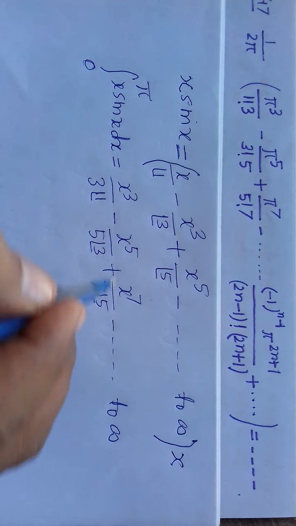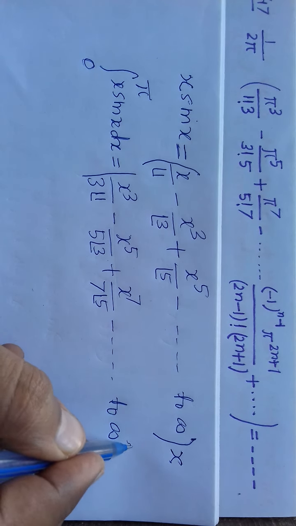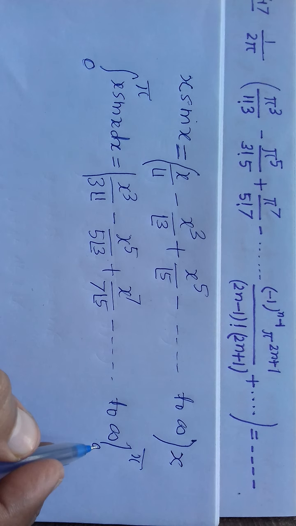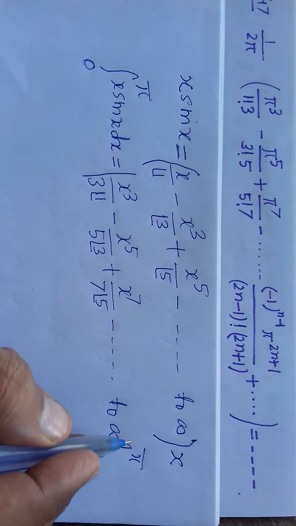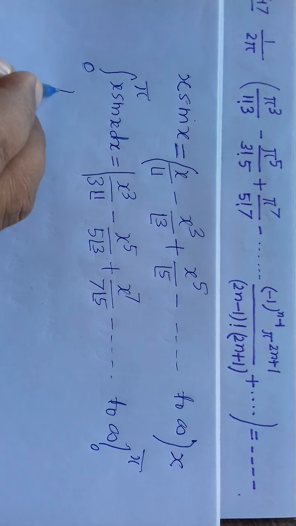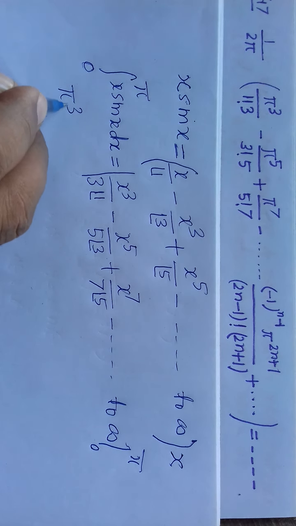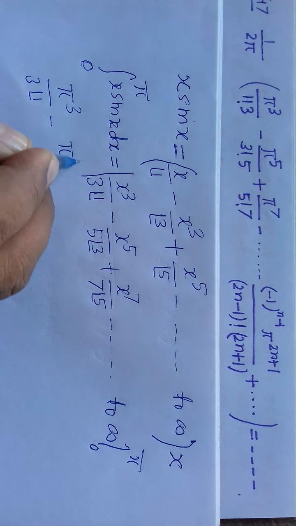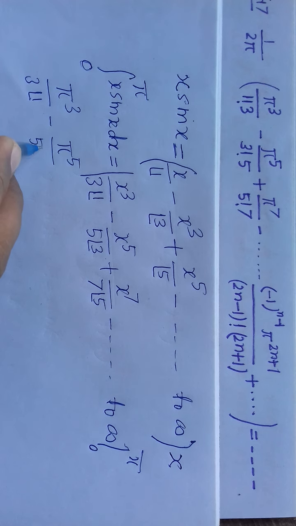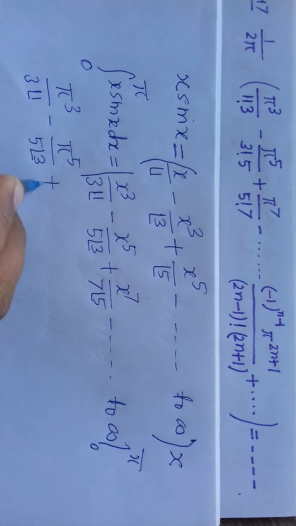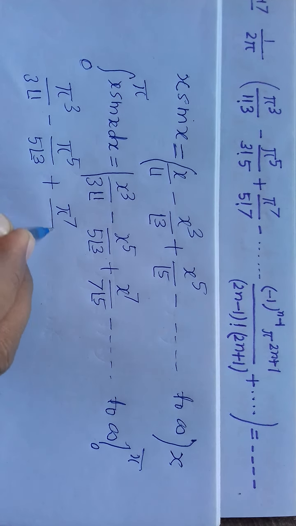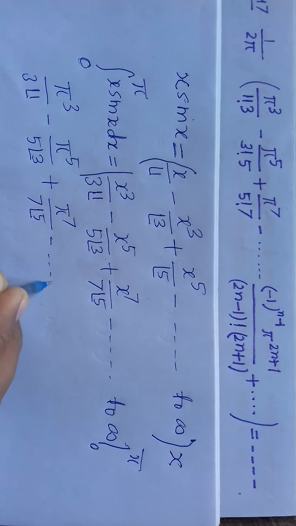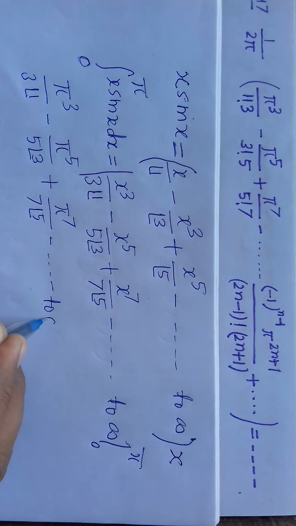Now the same limit we have to put here, 0 to pi. So putting 0 makes 0. So we put pi. Putting pi, we have pi cube by 3 factorial 1 minus pi to the power 5 by factorial 3 plus pi to the power 7 by factorial 5 minus dot dot dot to infinity.